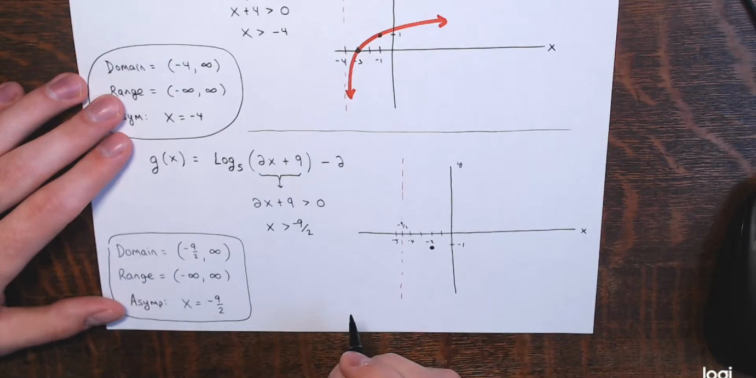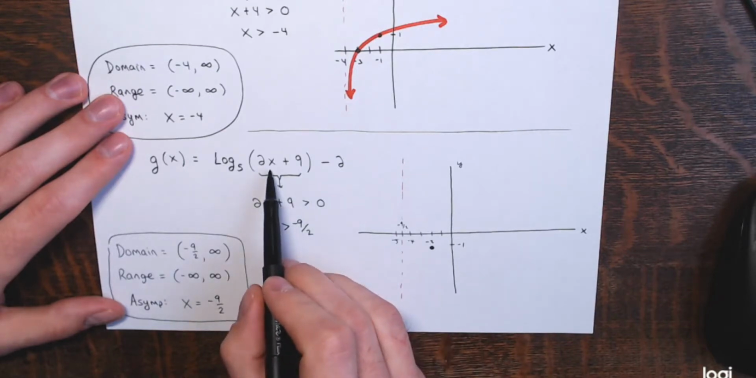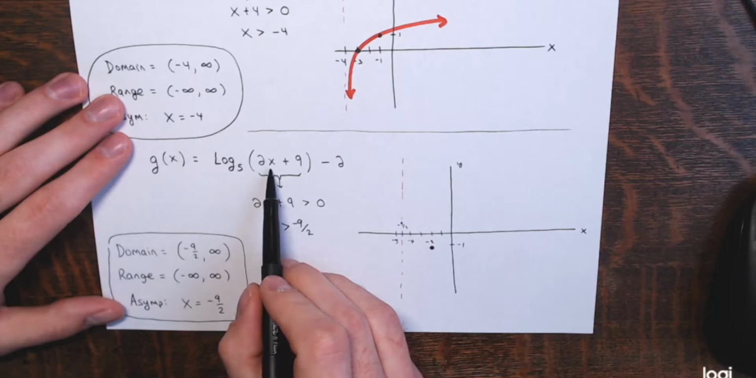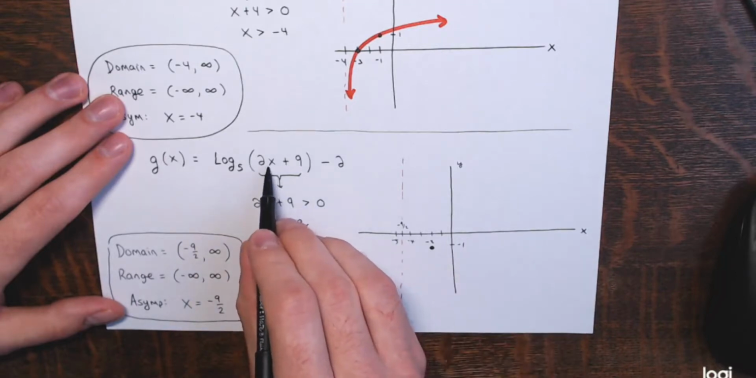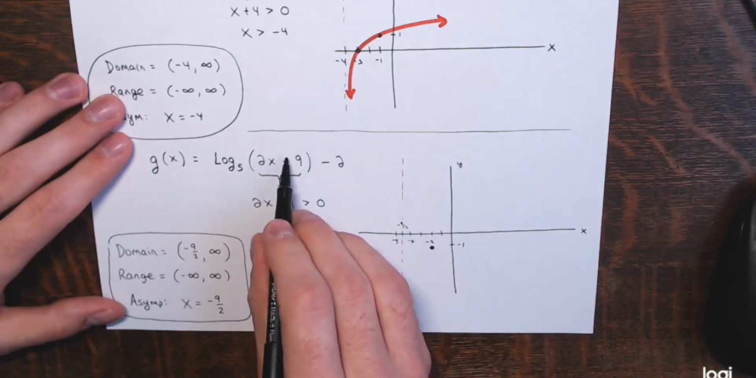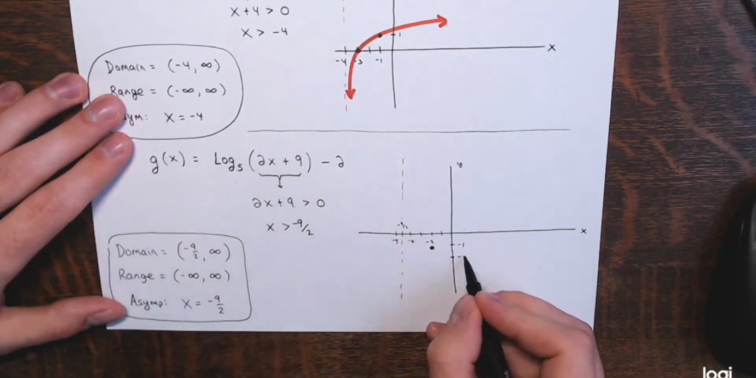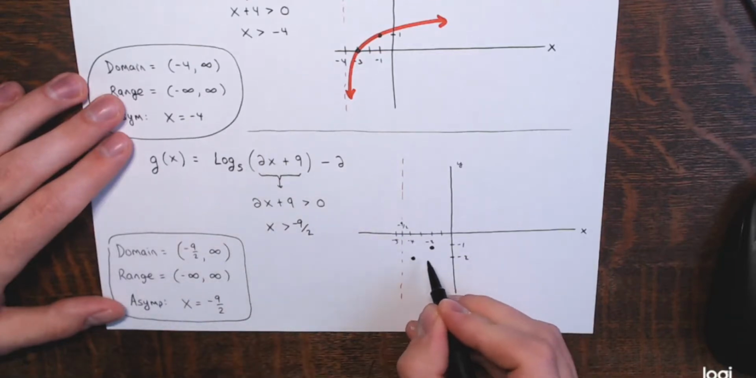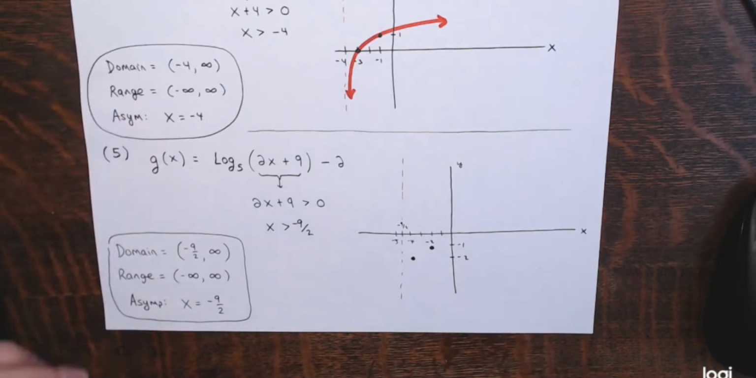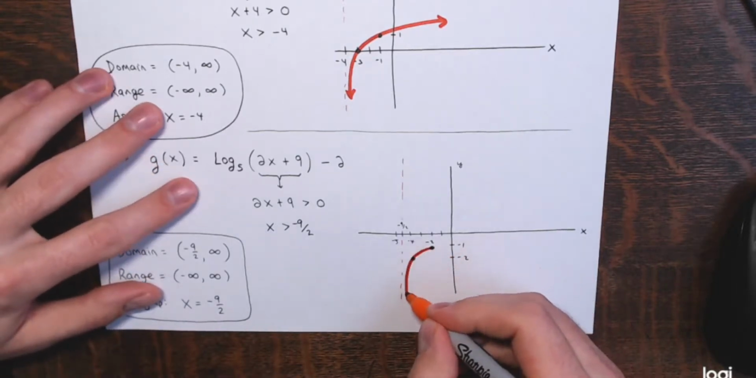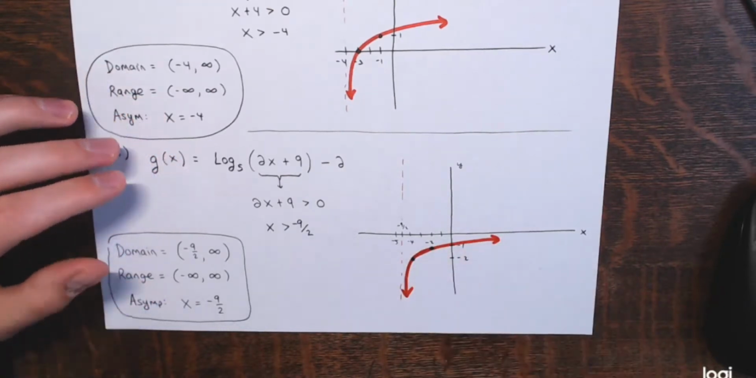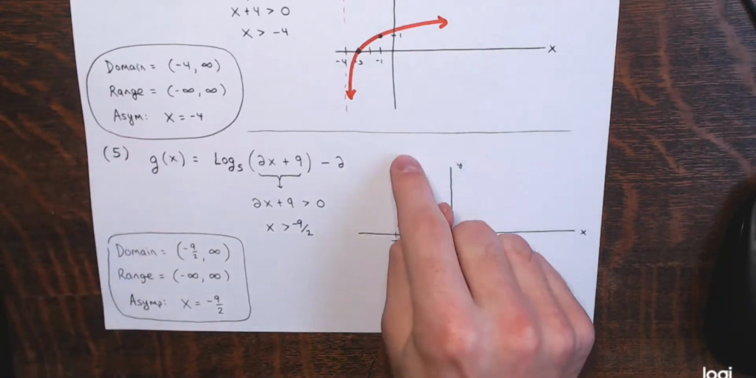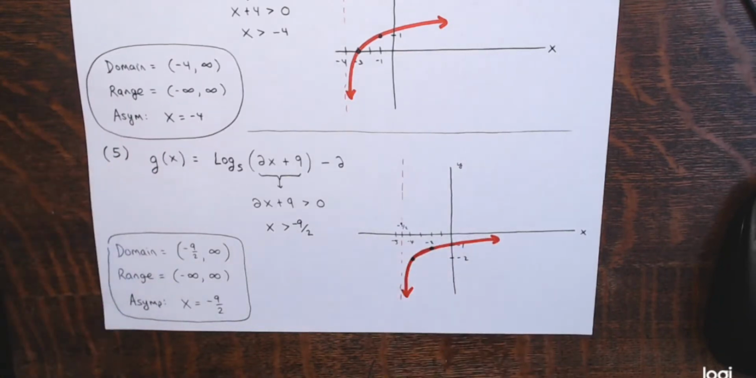If I want this to be equal to 1, just plug in negative 4, right? 2 times negative 4 is negative 8, plus 9 is 1. The log base 5 of 1 is 0, minus 2 is negative 2. So negative 4, negative 2 would also be on the graph, and then hopefully from just those 2 points, you can figure out it's an increasing function and looking something like this. Now it eventually hits the x-axis. It goes up forever, just very slowly. The only asymptote here is at x equals negative 9 halves.